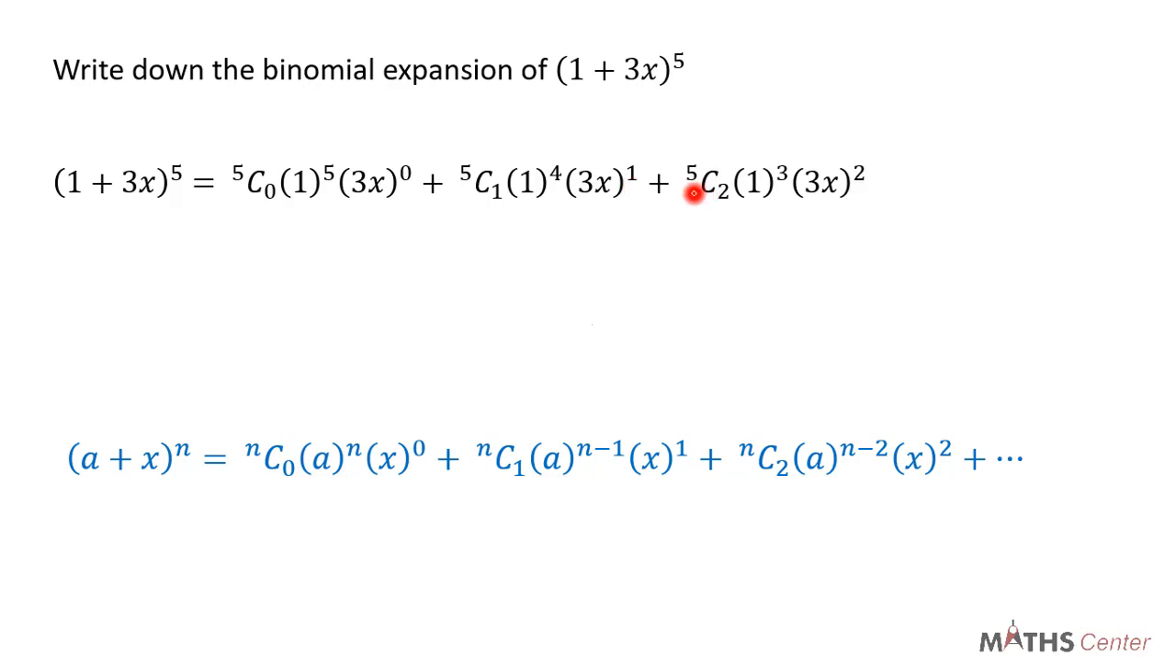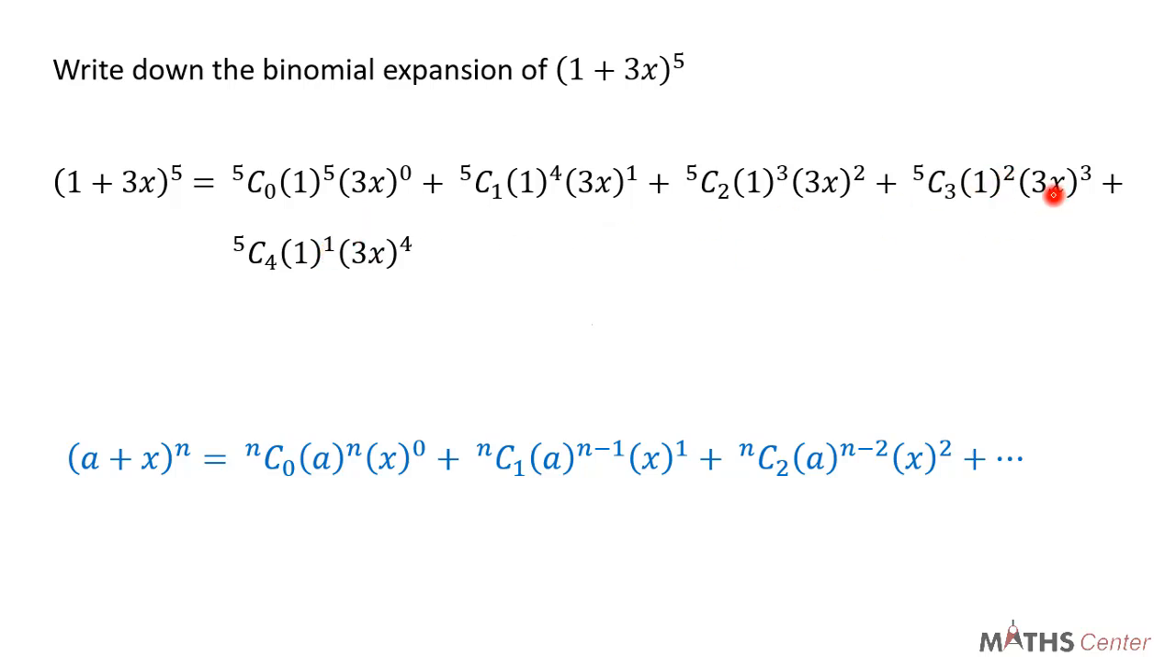Then the next term, 5 combination 1, will now become 5 combination 2. The exponent on 1, which is 4, will reduce by 1 to 3. The exponent on 3x, which is 1, will increase by 1 to 2. The next term, we have 5 combination 3. The exponent on 1 will reduce by 1 to 2. And the exponent on 3x will increase by 1 to 3. The next term will be 5 combination 4. The exponent on 1, which is 2, will reduce by 1 to 1.